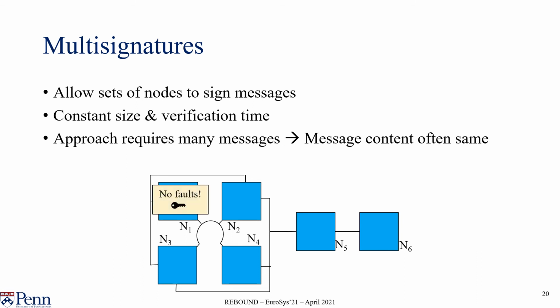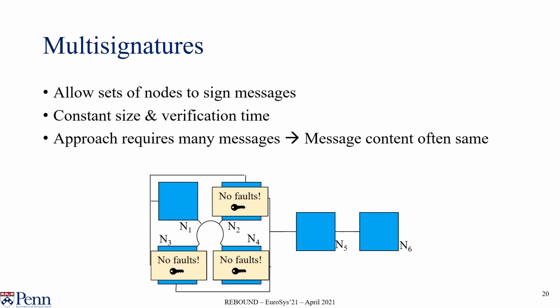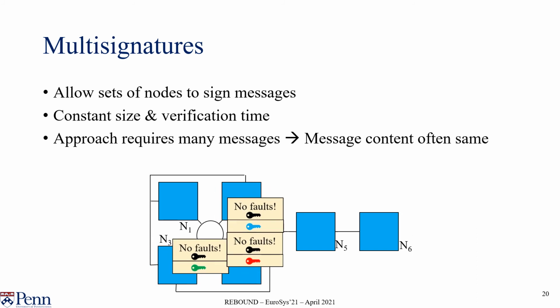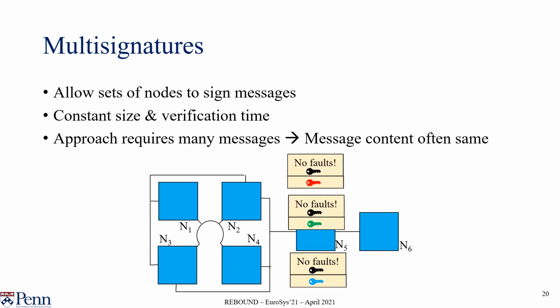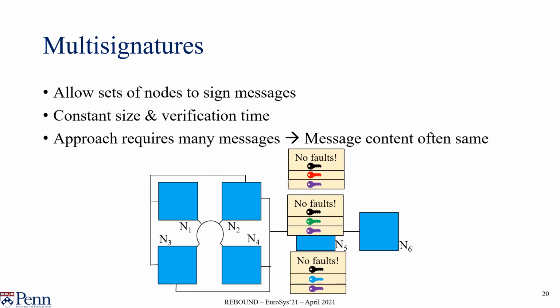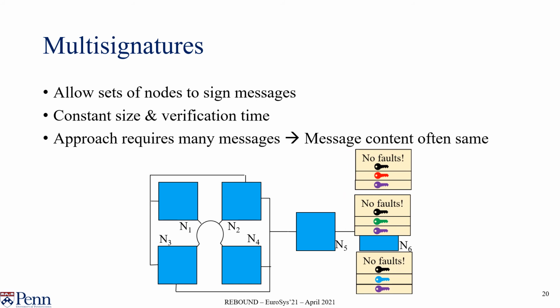For instance, let's say node 1 generates a heartbeat message and signs it. It sends copies of this message to all of its neighbors. The neighbors will log this message and then also forward it to node 5. Node 5 also logs these messages and is responsible for signing each message and forwarding them to node 6.